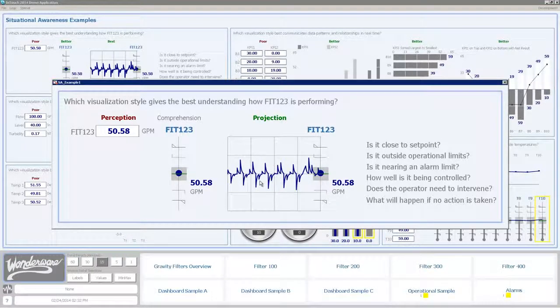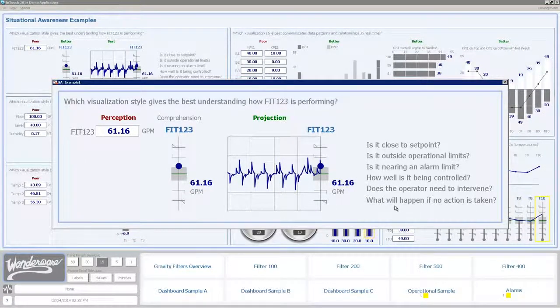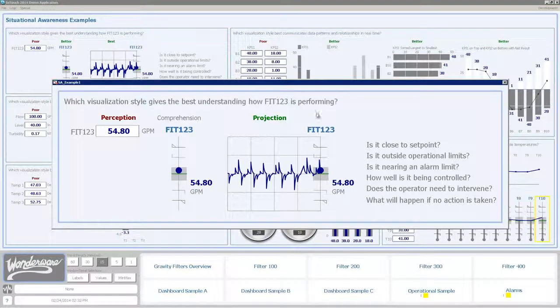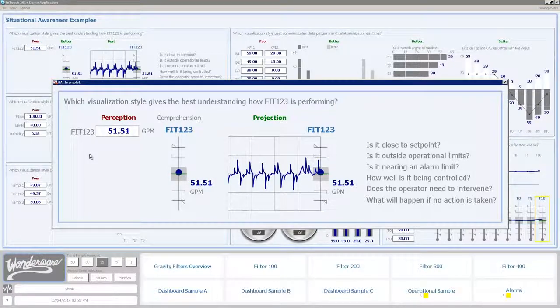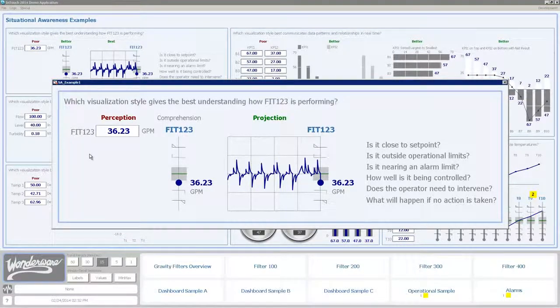So when I look at these questions here on the end: is it close to set point? Is it outside operational limits? Is it nearing an alarm limit? How well is it being controlled? Does the operator need to intervene? And what will happen if no action is taken? I'm able to answer these questions much better with this symbol here on the right, which utilizes projection. I can get many of these answers with comprehension, and I really can't get very much out of this first one, which is perception. Unfortunately, this perception technique is the one that most people utilize today, and that is why we saw a need to introduce methods and design elements to make this easier.